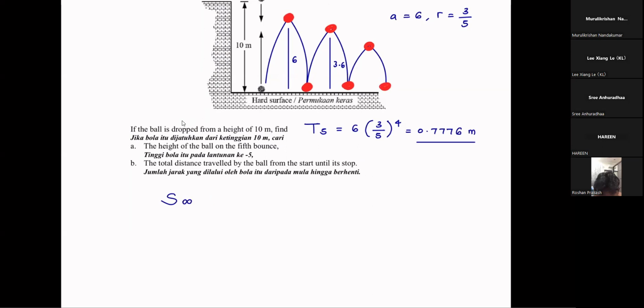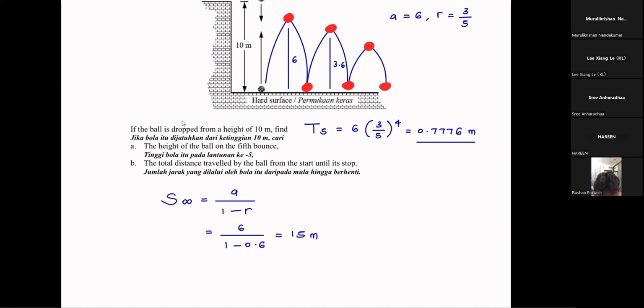I think I discussed this type of question before. A over 1 minus R. So A kamu adalah 6 over 1 minus R. R kamu adalah 3 over 5. 3 over 5 is 0.6, right? 6 over 0.6. What's the answer? 15. So 15 meter.